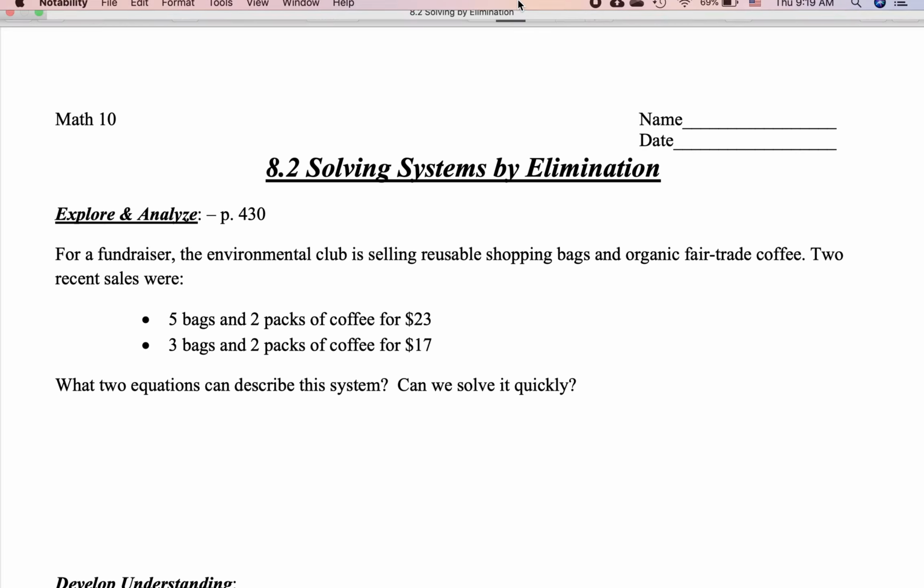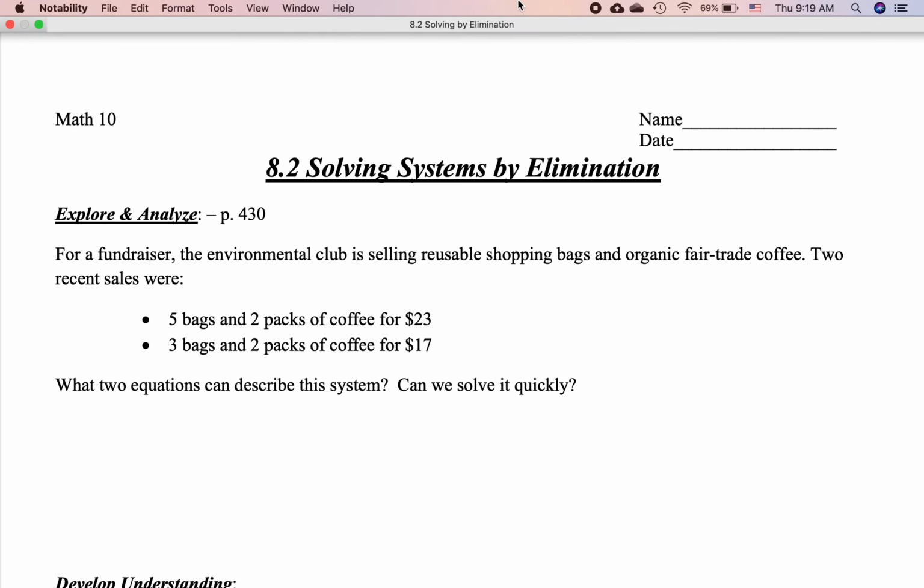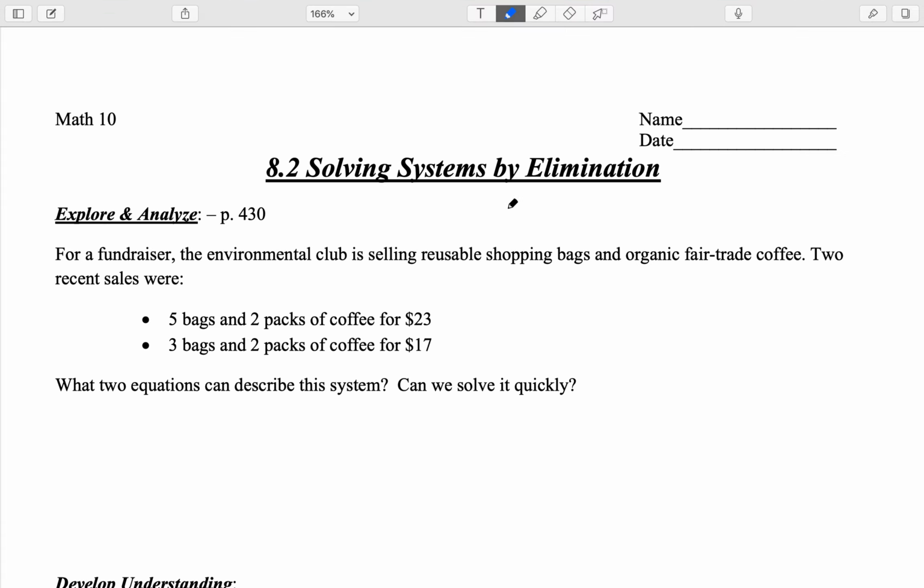This is it. This is the last part of our systems chapter. This is an algebraic method called solving systems of equations by elimination. Before, we did these by substituting one equation into the other to get one equation, right? But now we're going to eliminate one of the variables. So we're going to get rid of one of them.